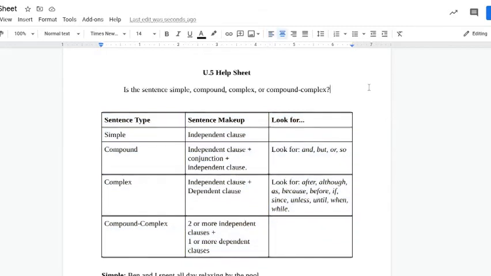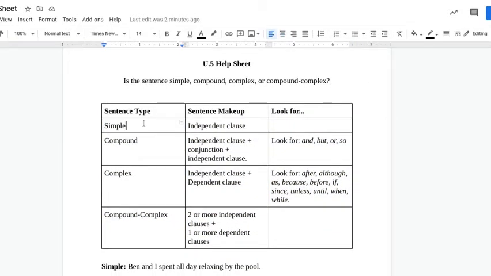So here we go. The way to identify a simple sentence is to look for just an independent clause. So what you're looking for here is, just like last week, a subject and a predicate, which means a subject and a verb. So all you're looking for is a subject and a verb, and you'll have found your simple sentence. It's got a subject, it's got a verb, and it doesn't have anything else, and it can stand alone on its own. Then you've got an independent clause.